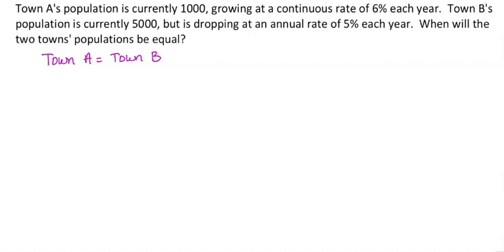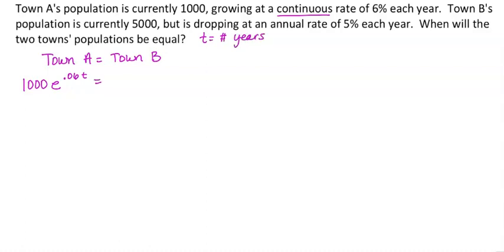For Town A, one of the key words to notice is that it's growing at a continuous rate of 6%. So we use our initial population of 1,000. Anytime we're growing at a continuous rate, this tells us that we're going to use our base of e. We'll change 6% to a decimal, so 0.06 times t, where t is the number of years that this will take. So let's note that t is equal to the number of years.